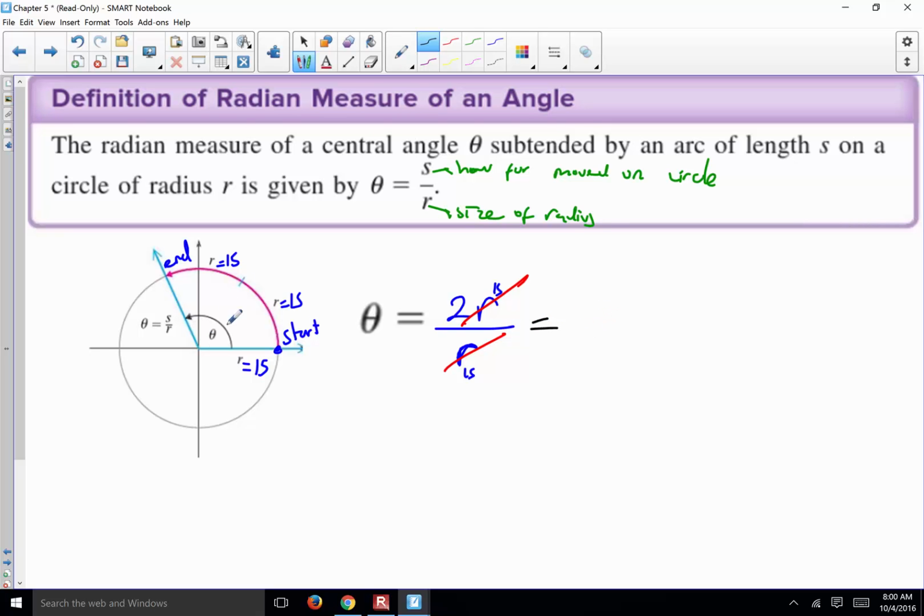So what is the radian measure of this theta? This openness? 2. So this is 2 radians. You put rad, not this anymore. If you put this, you're wrong. It's not 2 degrees. 2 degrees is about this small. 2 degrees is really tiny. If you put this here, you're wrong. Okay? Don't put a degree sign. Just put this. Alright?